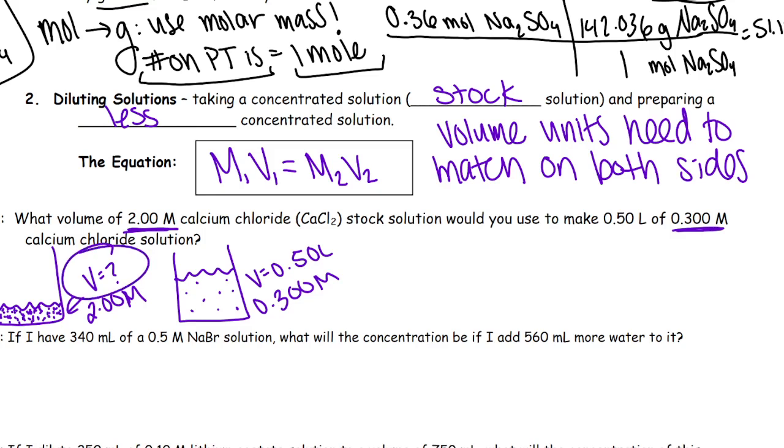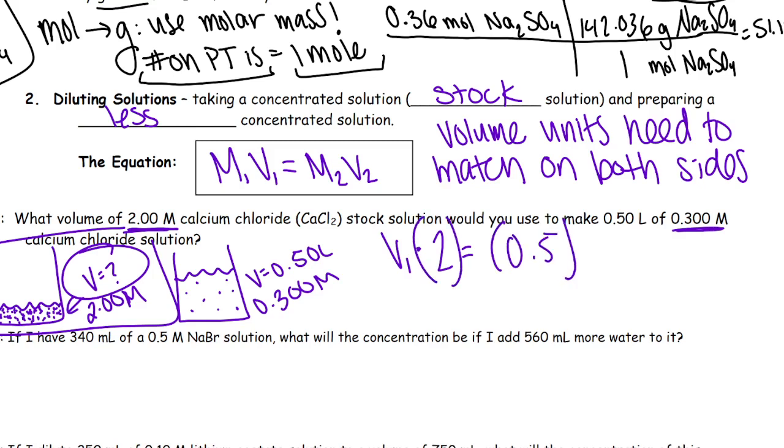It doesn't necessarily matter if you label it as V1 or V2 as long as the correct volume and molarity are affiliated with each other. So I'm going to just call this my solution 1, and then the other one would be my solution 2. So my volume 1 is going to be what we're looking for times my molarity 1, which is 2. That's equivalent to my volume 2, which is 0.5 times my other molarity of 0.3.